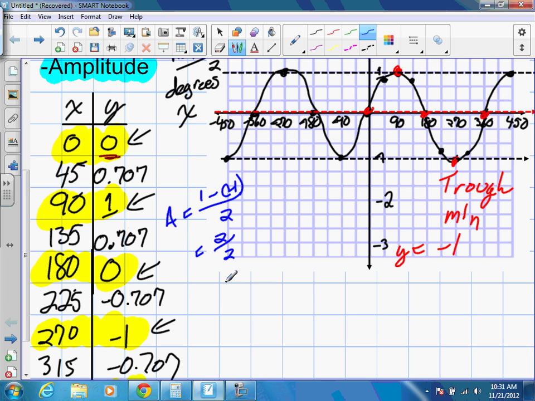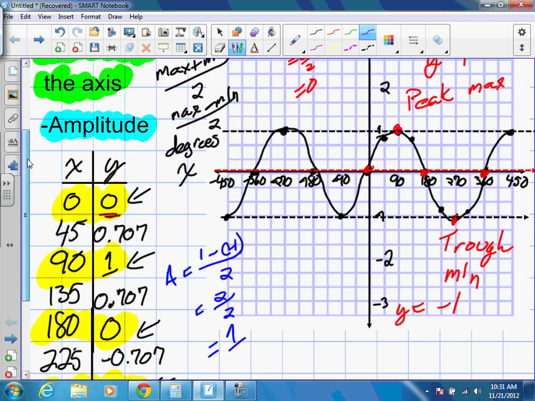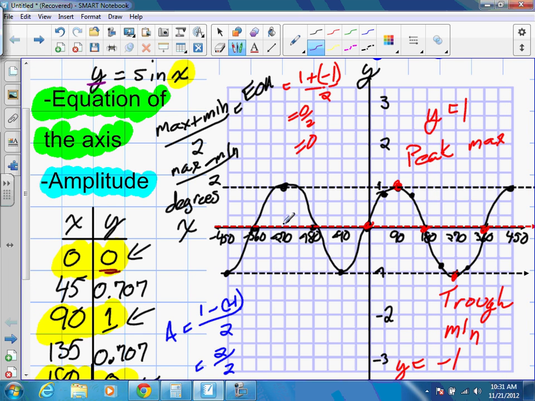And by amplitude, what we mean is the distance from the equation of the axis to the highest point, or from the equation of the axis to the lowest point. And if you notice, that is exactly 1 in this case. The amplitude is 1 on both of these cases.